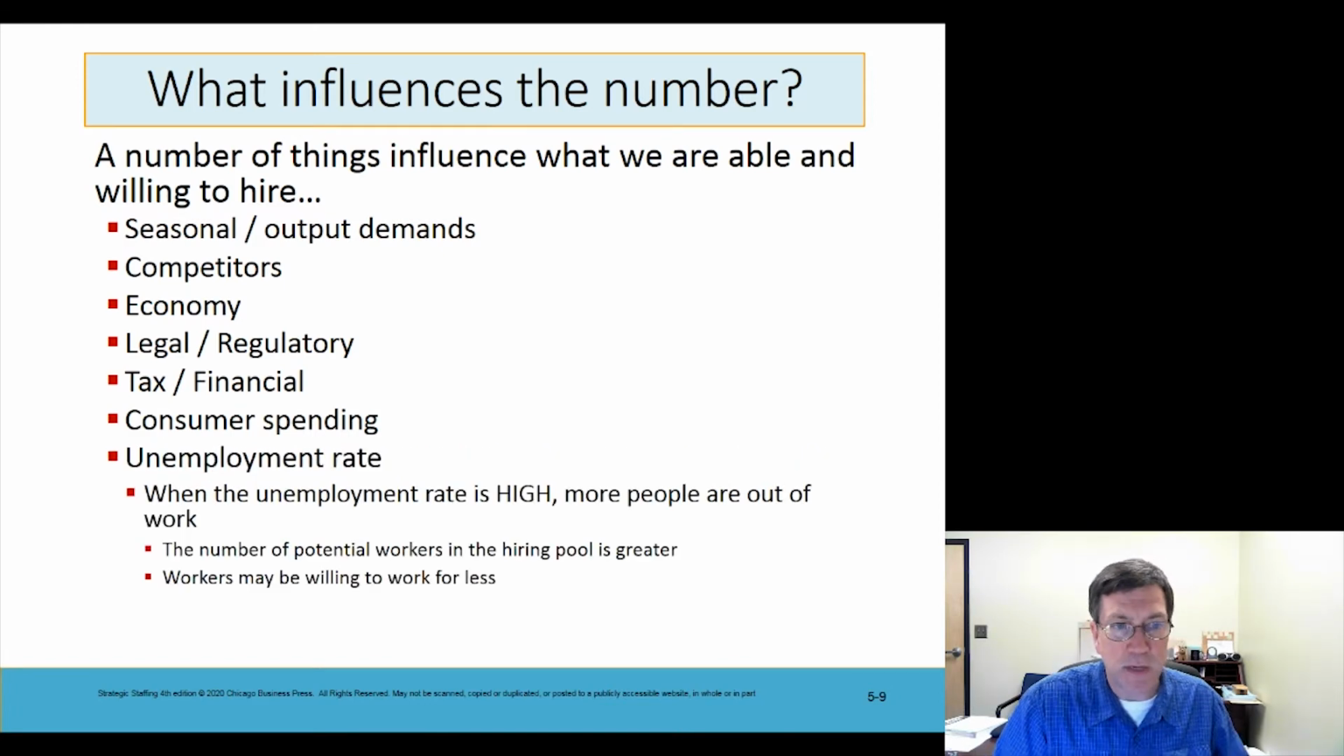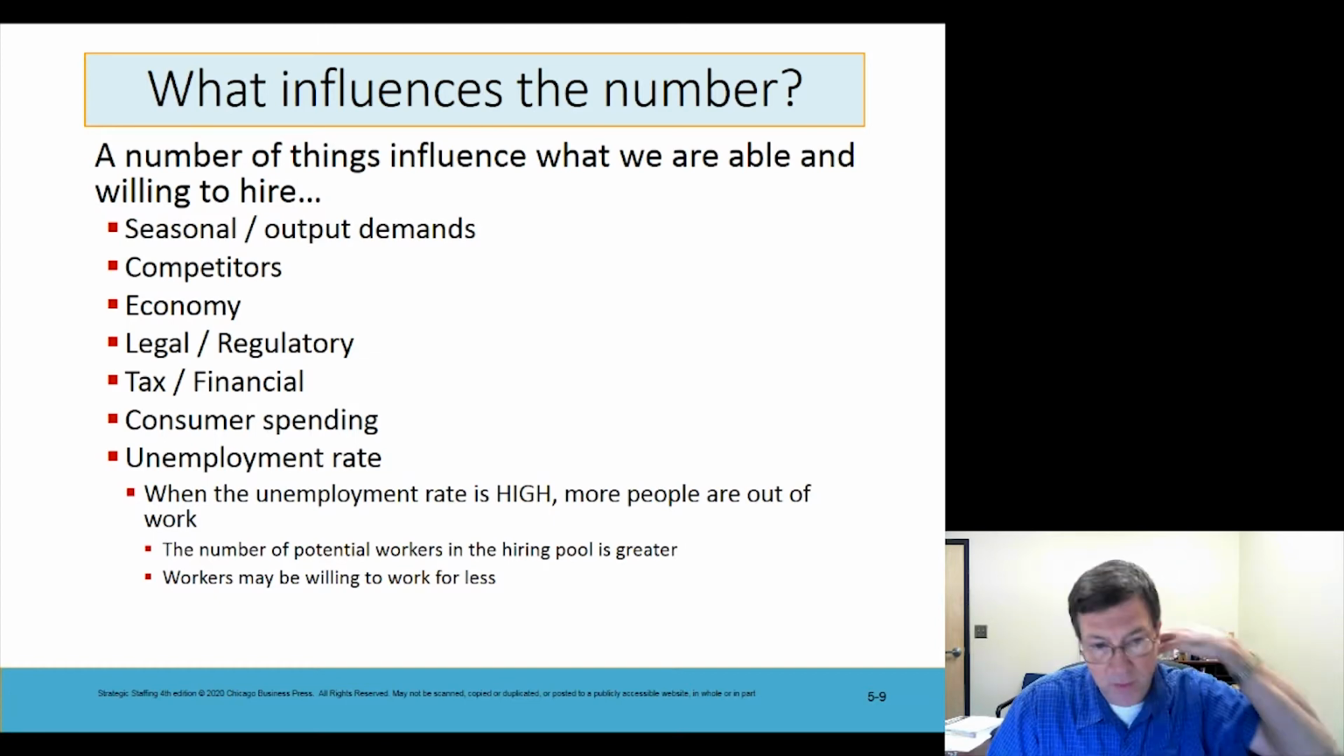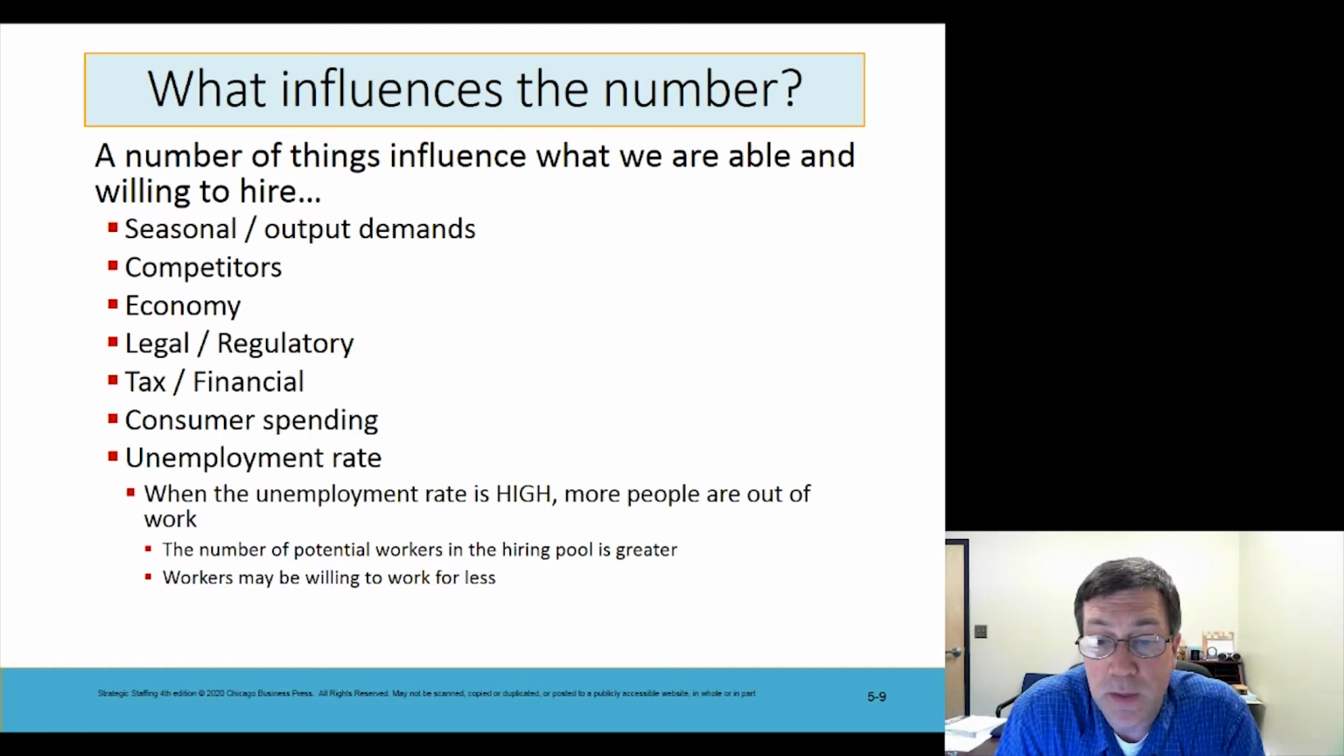Another thing that influences the number of people that we hire is the unemployment rate. When the unemployment rate is high, remember that a lot of people are out of work. So when there are a lot of people out of work and looking for work, we have a big pool to draw from, and we can pick and choose and maybe have to pay less. But when the unemployment rate is low, a lot of people are working, very few people are looking, and when we go to find somebody, there are not many people to choose from, so we may have to pay more.